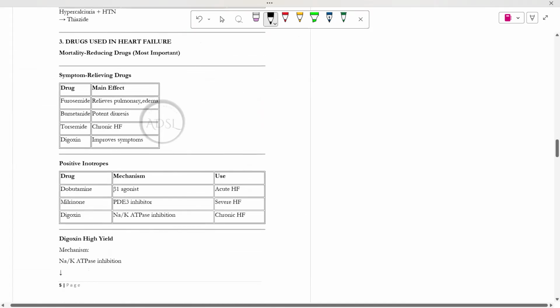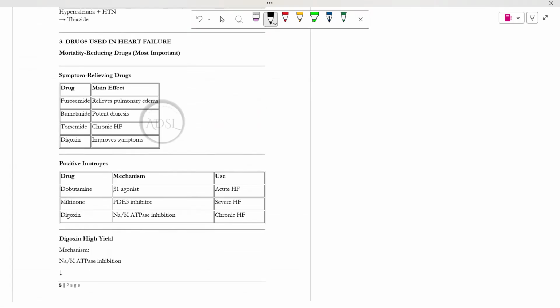Now, in heart failure, which drugs can you use? See, you want to reduce the load on the heart. So you can use diuretics. Okay, these are the diuretics you can use. Furosemide is a very potent diuretic.